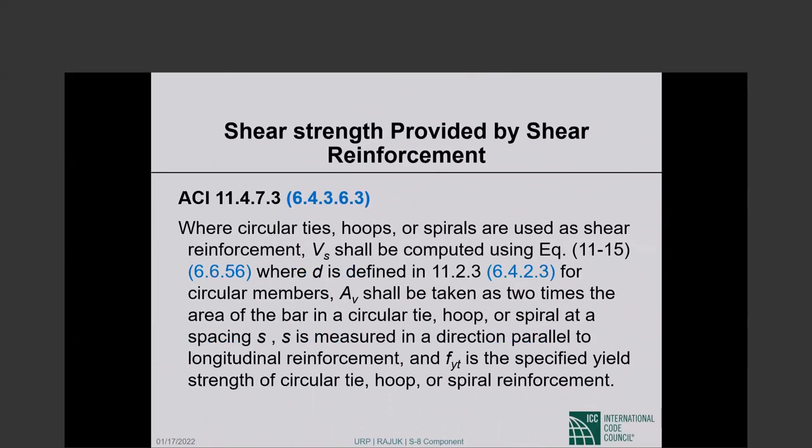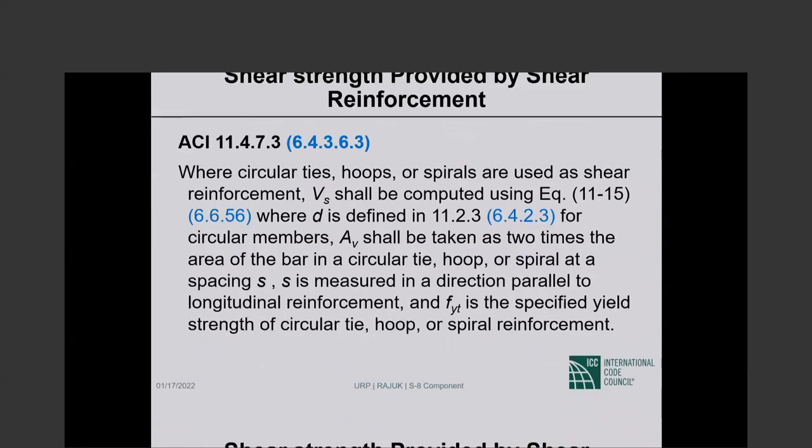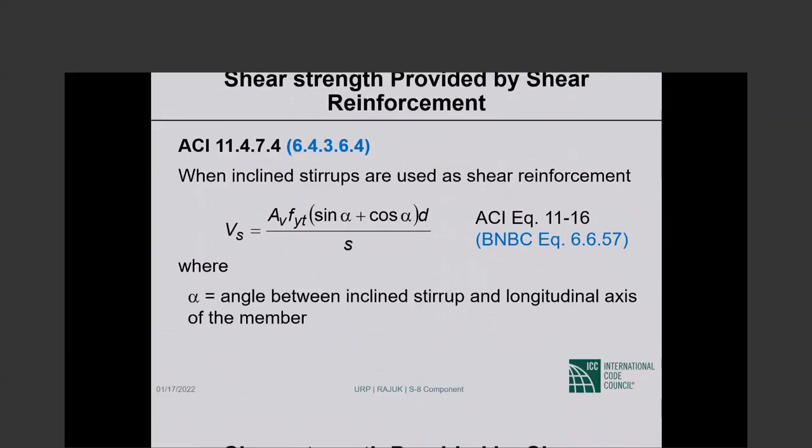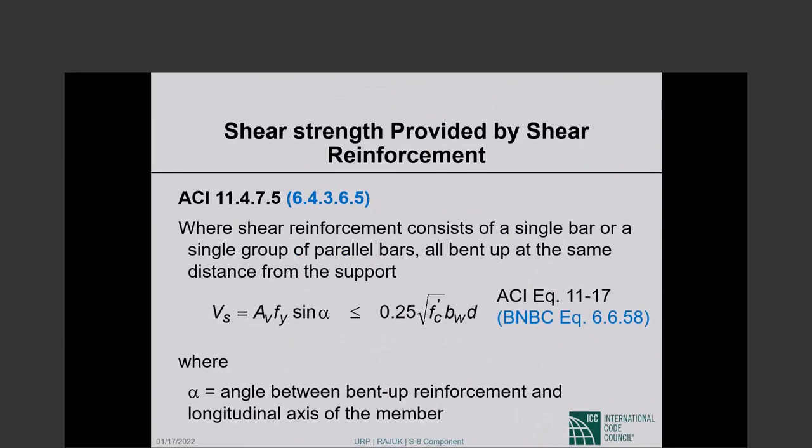Where circular ties, hoops, or spirals are used as shear reinforcement, V sub S shall be computed using the equation that I showed, where d is defined in the section for circular members. Remember, 80% of the diameter. A sub V, important, since we are talking about circular ties, hoops, or spirals, shall be taken as 2 times the area of the bar in a circular tie, hoop, or spiral at a spacing s. S and f sub yt are clearly understood. Then there are expressions for V sub S for inclined bars, which I will skip. I don't know that those are of high interest.